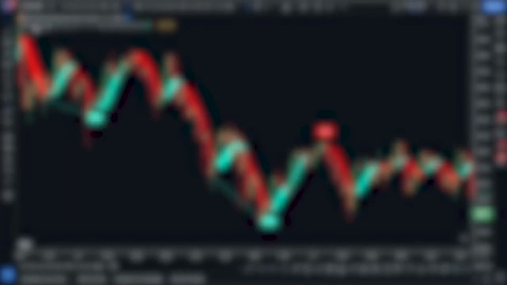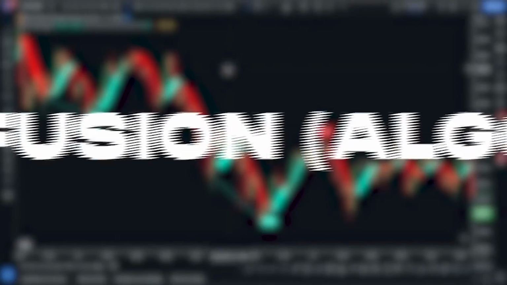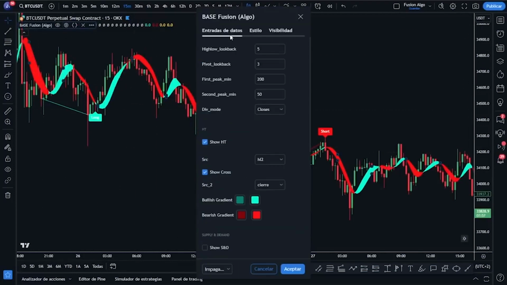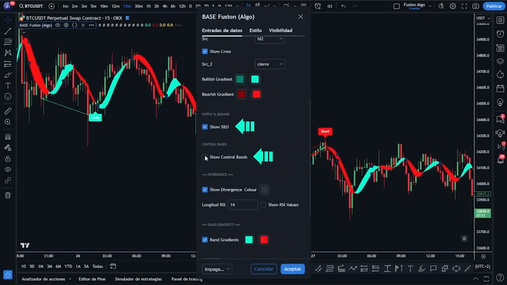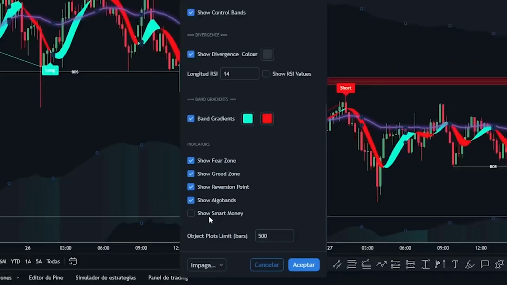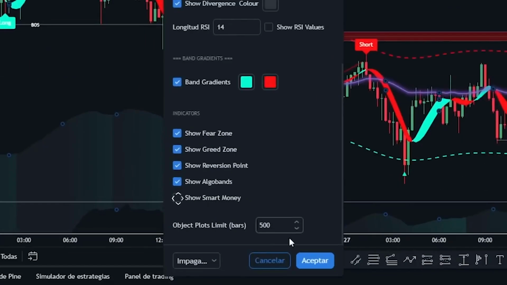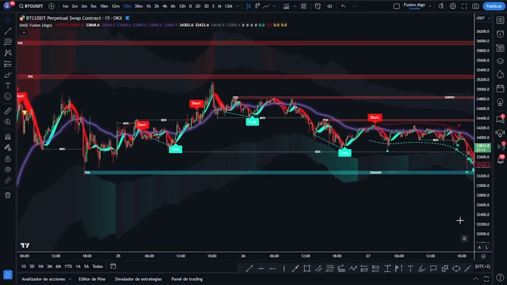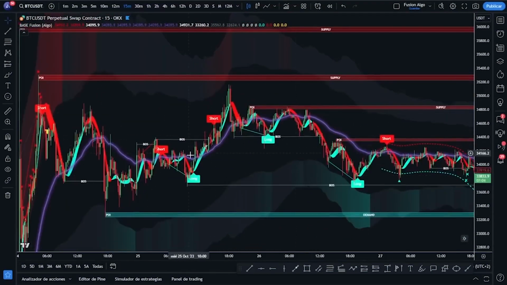The first of the indicators is called Base Fusion Algo. At first glance it may seem very simple, but the first thing we have to do is go to the data entry part and start activating these boxes. First we will check all of them except this one below, the one that says show smart money, and now we will go one by one explaining what it is and how we can use it to operate. As you can see, it has already changed a lot.